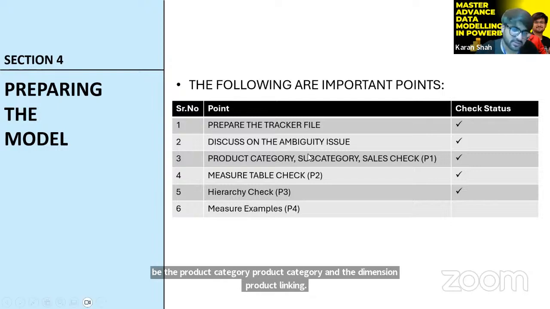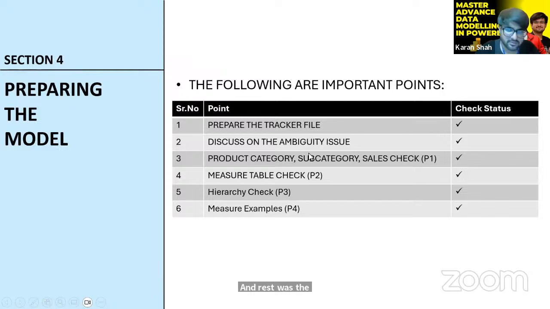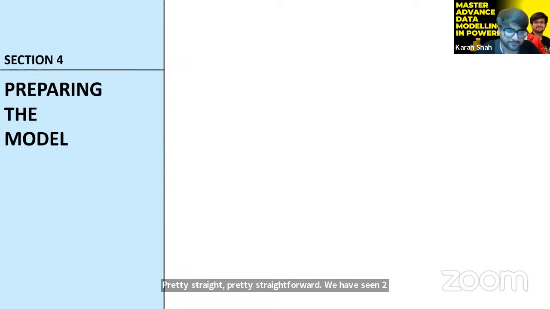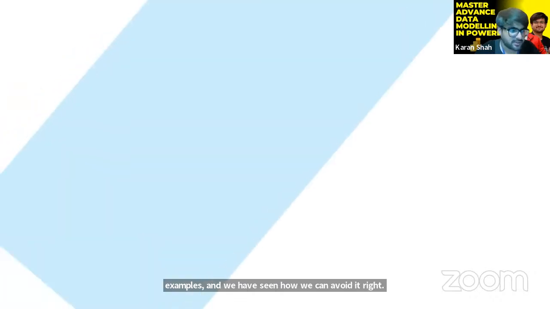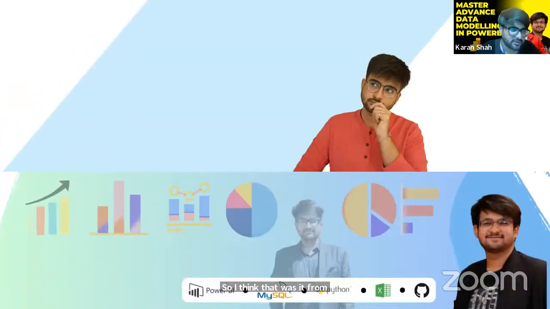And the rest was the ambiguity issue, which was pretty straightforward. We have seen two examples and we have seen how we can avoid it. So I think that was it from my side today. I hope you guys have enjoyed the session.